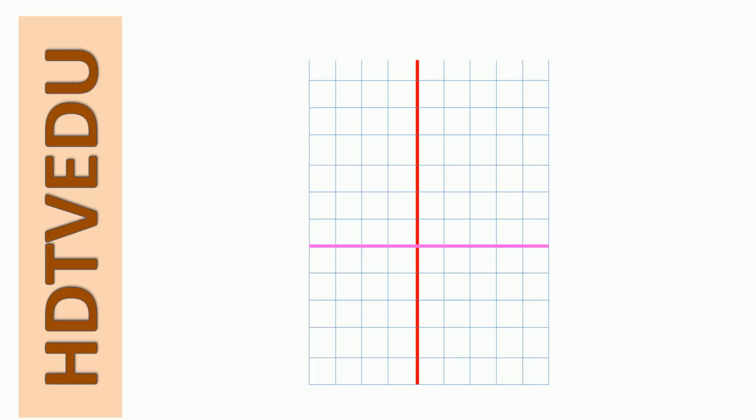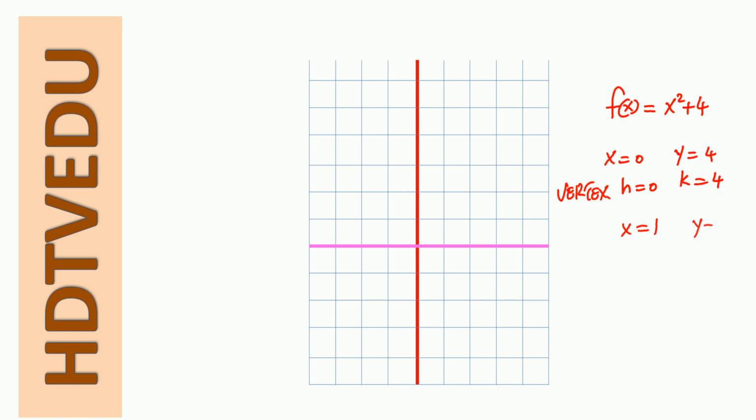Plot the graph. Don't forget, our function is x squared plus 4. When you put x equals 0, y is equal to 4. H is equal to 0, k is equal to 4. And that was our vertex. And when you substitute x equals 1, what do we get? 1 squared plus 4, and that is 5. Y is equal to 5. When you put x equals negative 1, y is equal to 5 again, because negative 1 squared is also positive 1, and positive 1 plus 4 is positive 5.